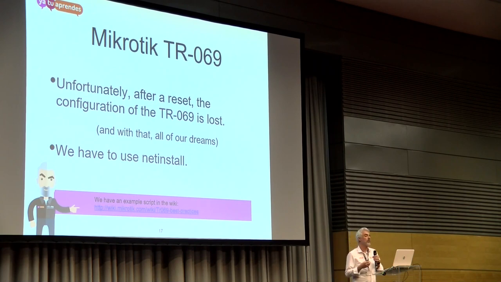Then we have to update the default script through netinstall so it can survive the device reset. On that update, we will put the minimal configuration to connect the TR-069 client of MikroTik to our server. We will provide an IP, several routes, and we will configure the client to connect to the server.